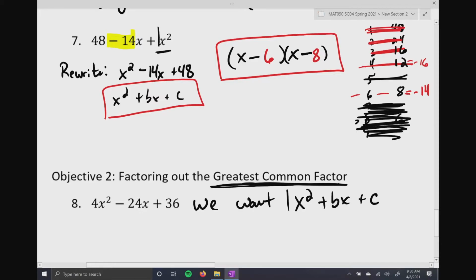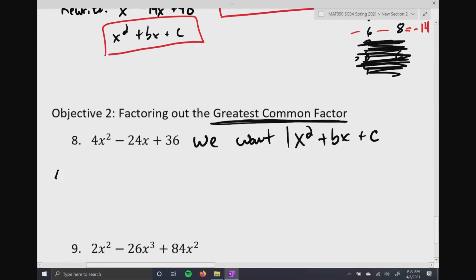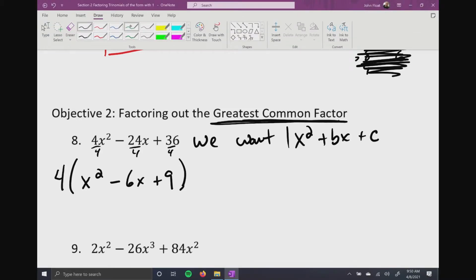We want that 1 out front. We don't have that. We have a 4. So the first thing we're going to ask ourselves, can we factor out a GCF? Crystal, you're shaking your head yes. So tell me what to factor out then. 4. Now, if I factor out a 4, everyone, remember, I'm dividing every single one of these by 4. So that's going to give me x squared minus 6x plus 9. Does everybody agree with that so far?